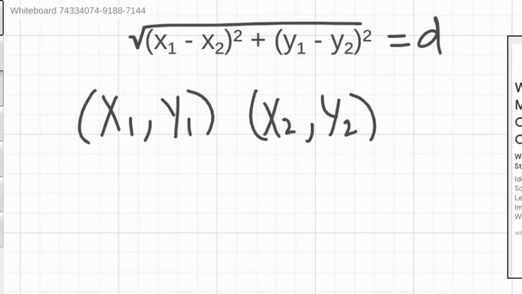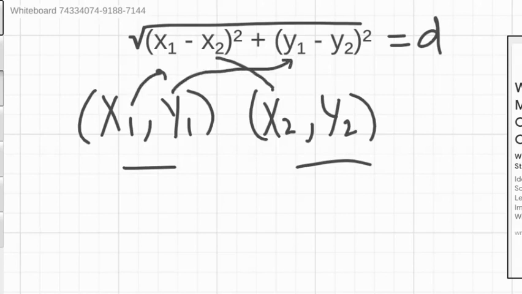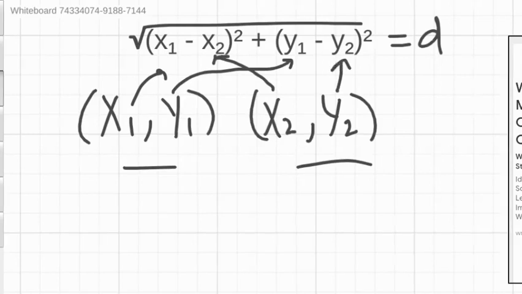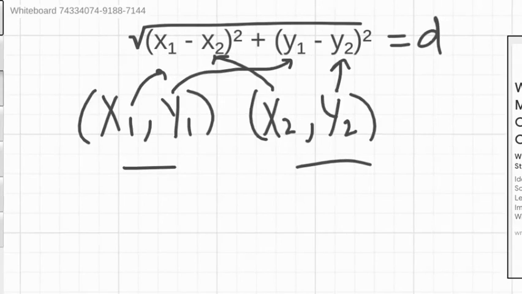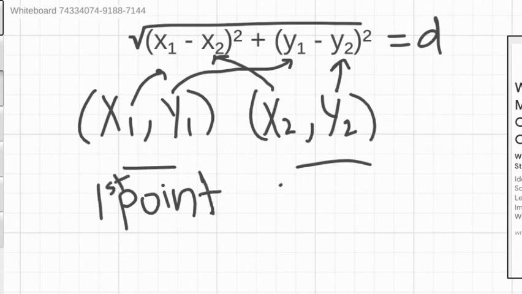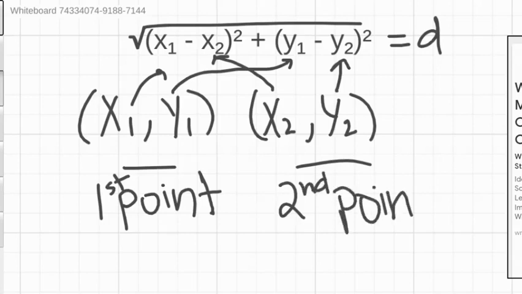So once they give you these coordinates, you just need to plug in to the formula. So you just need to plug in your x1 and y1 and your x2 and y2. So x1 and y1 is the first point that you are going to be given, and x2 and y2 is the second point that you were given. And they're not going to tell you it's x2 or y2 normally, so you just have to figure that out on your own.